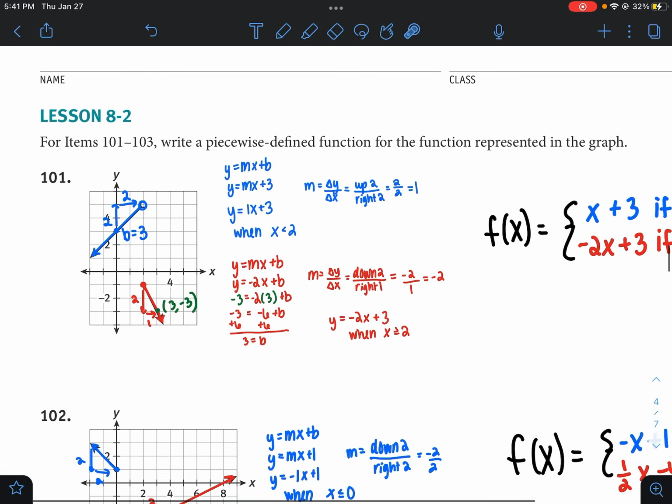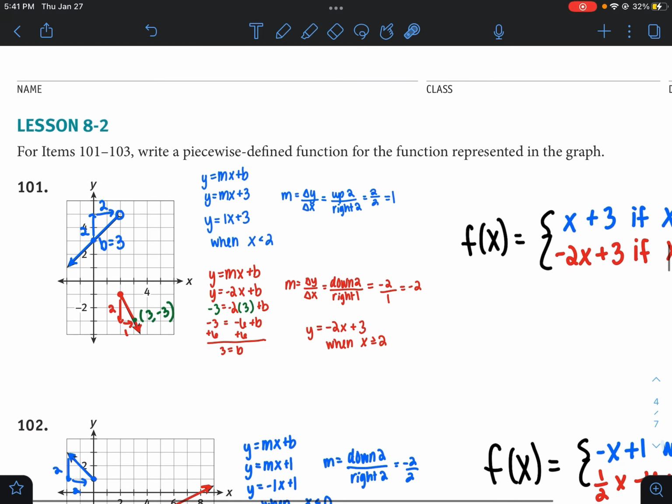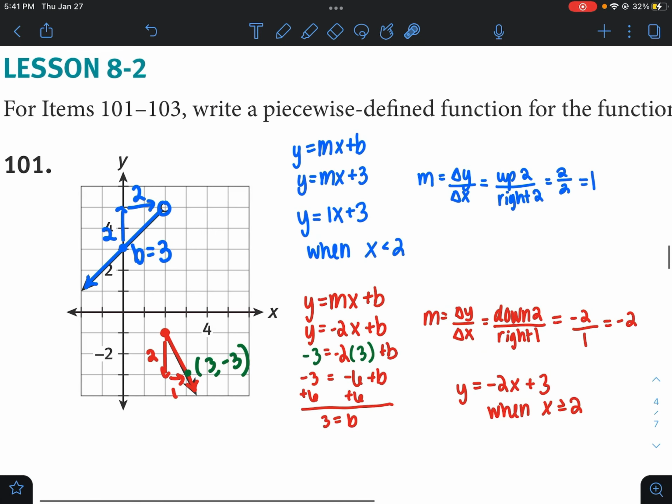Then lesson 8.2 here. So lots of information, and I tried to color code it for you. But basically, you're being asked to write piecewise functions from lots of different things. So first off here, again, you ignore everything else that you're not looking at. So if we're looking at this blue line here, ignore the red line for right now.